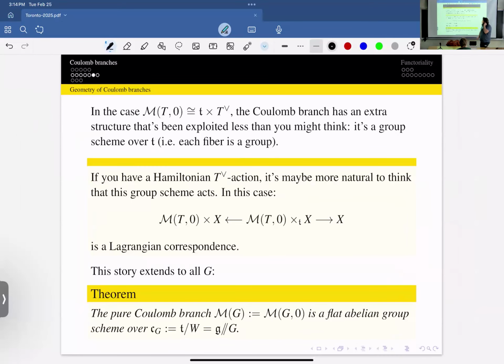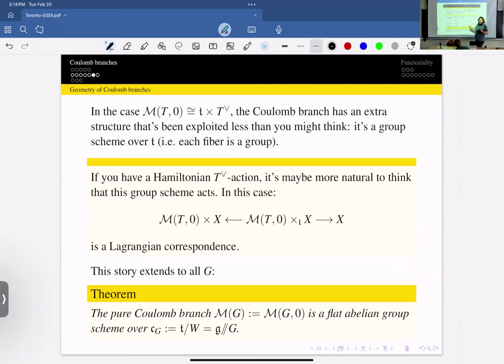Okay, so in the case of the torus, the Coulomb branch has an extra interesting structure that I think is still a little underappreciated, even though many people know about it: if I think about this as the Lie algebra times this dual torus, I can think about it as a group scheme. It's a group scheme over T.